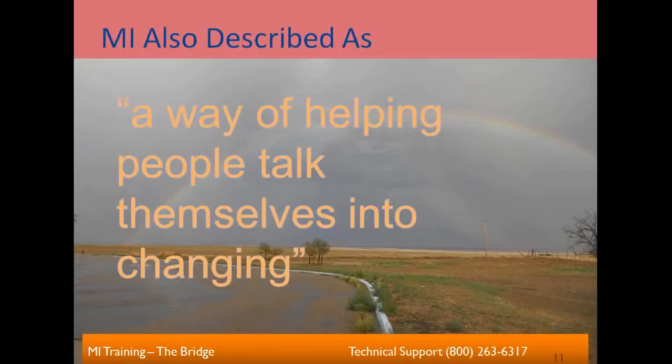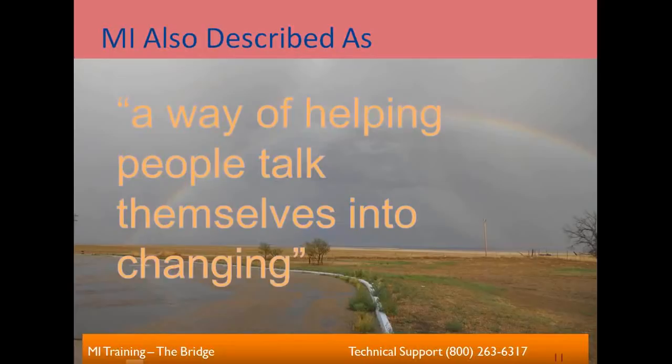So another way to think of motivational interviewing is that it's a way of helping people talk themselves into changing. So basically, we use different tools, techniques, and skills to help them to talk about why they want to change, what tools and strengths they can bring to the change they want to make, so that they can explore and resolve the ambivalence that they have about the change. Now, the thing to keep in mind also is that ambivalence, I want to change, I don't want to change, happening simultaneously, is normal to the change process.